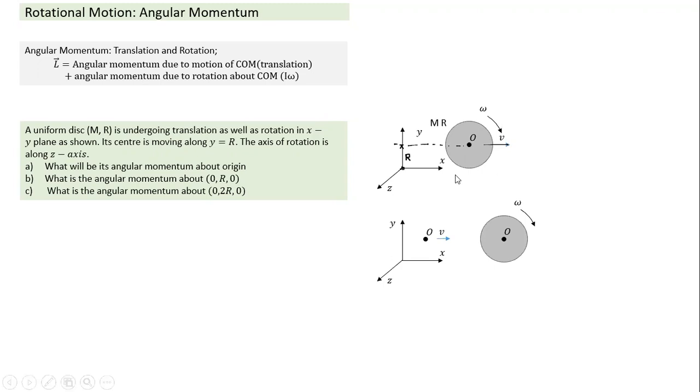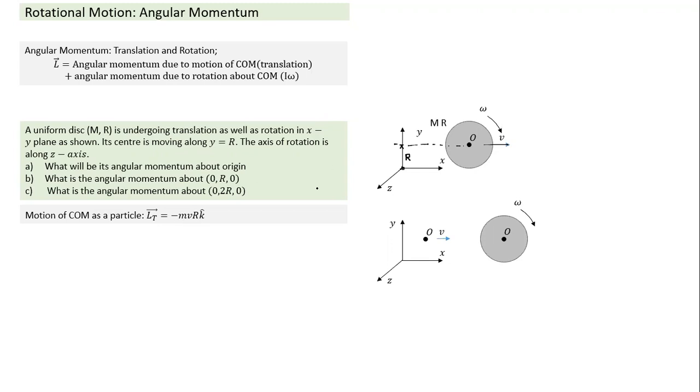First one, motion of center of mass of the particle, translation motion: minus mvr k cap. Okay, so that's the direction. Velocity is along the i cap direction, and we can easily find the sign. Motion is in the xy plane. That's why it is coming as k cap.